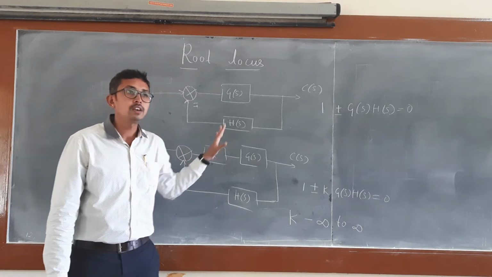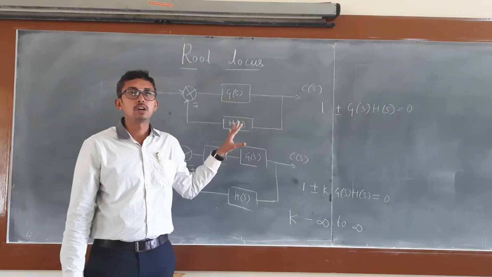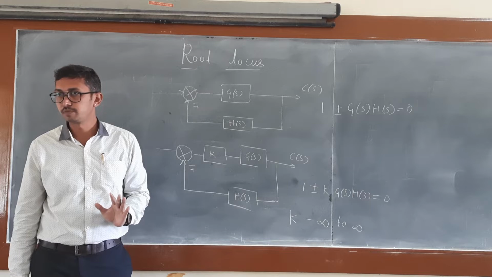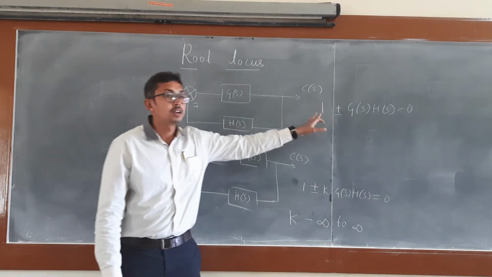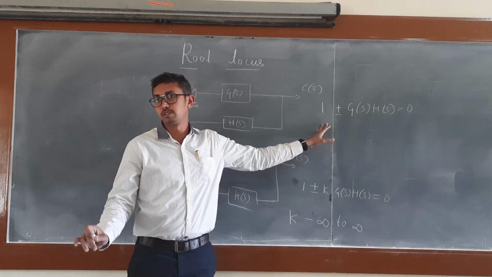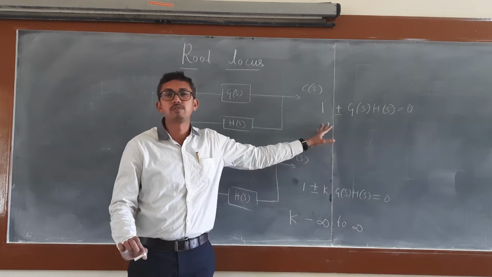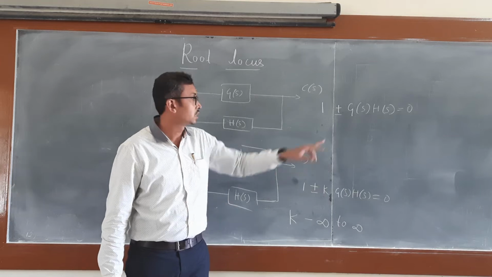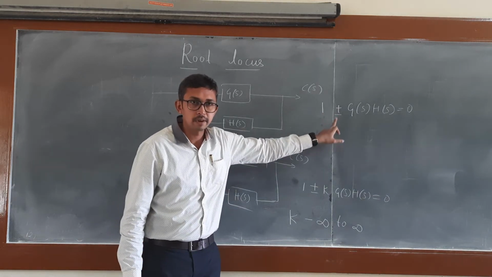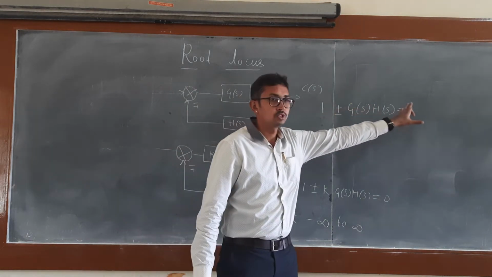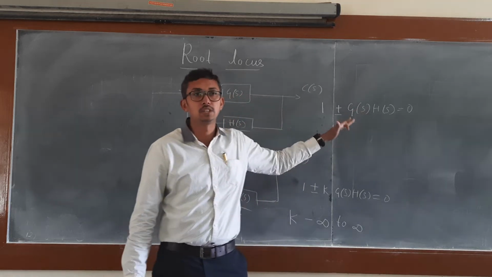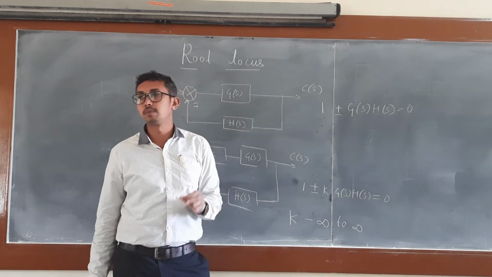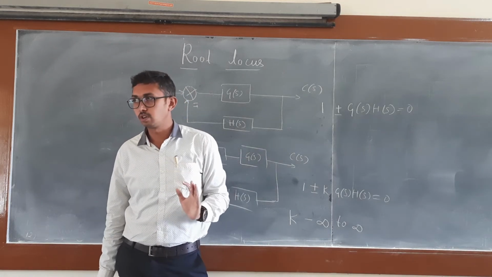To identify whether the system is stable or not, we are going to consider what? Characteristic equation, right? So what is the meaning of characteristic equation? The denominator of the transfer function, right? The denominator of the transfer function we are going to call as characteristic equation. So the denominator is 1 plus or minus G(s) into H(s) is equal to 0. So this is the characteristic equation we are going to consider to find out whether the system is stable or not. Yes or no?